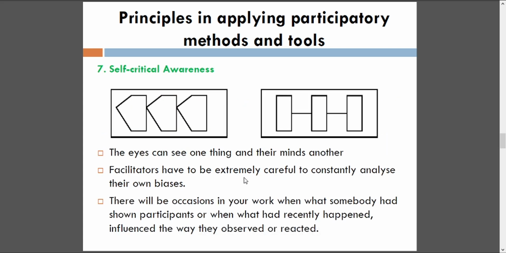Principle number 7 is self-critical awareness. We see that the eyes can see one thing and the mind can choose to think about something else. For example, when you're looking at the images above, one can look at letters within the images, or someone can choose to look at the shapes. So if you're a facilitator, you have to be extremely careful and constantly analyze your own biases. So you might end up pushing your own bias to the entire community when you're facilitating participatory processes.